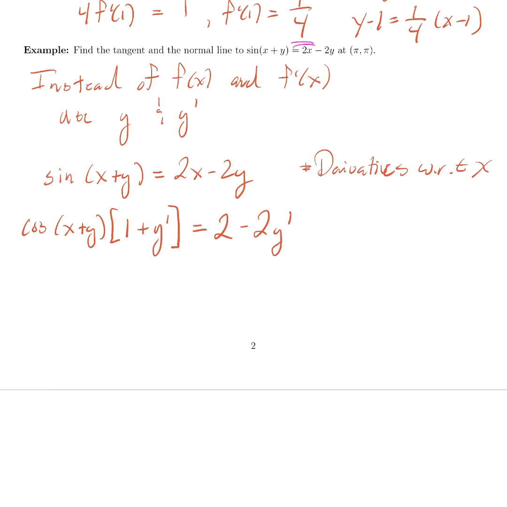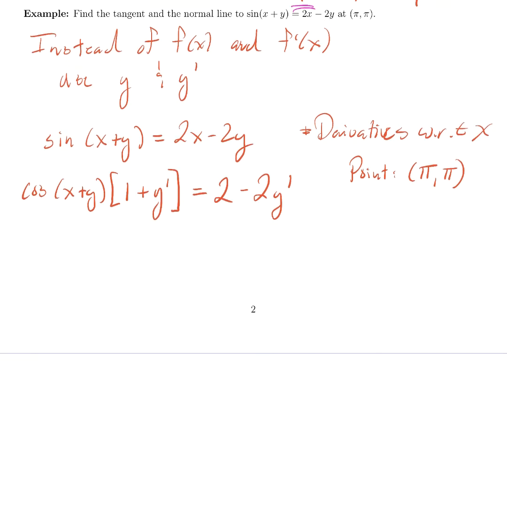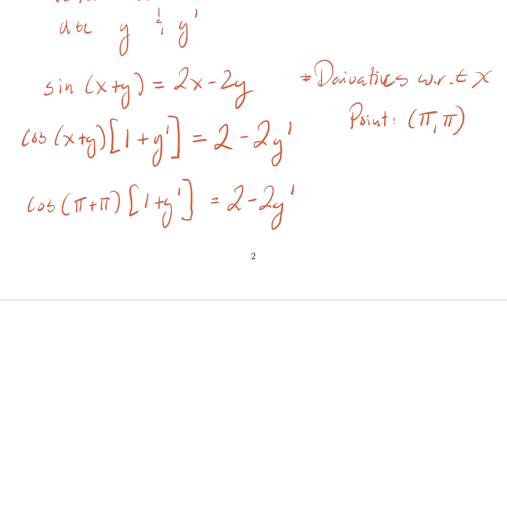Okay, and so now we want the slope of the tangent line at the point (pi, pi). So everywhere we see an x and a y, we're going to replace those with pi and pi, and our job is to get our hands on y prime, because that is the slope of the tangent line. So we get cosine of pi plus pi times 1 plus y prime, what we're trying to solve for, is equal to 2 minus 2 copies of y prime. So that is cosine of 2 pi. Cosine of 2 pi is the same thing as cosine of 0, so that is 1.